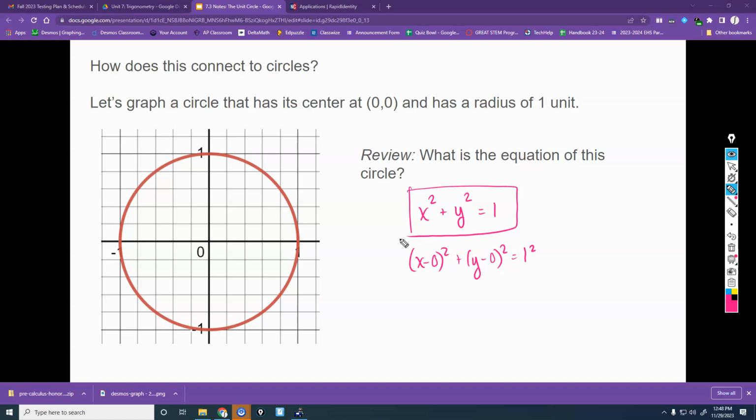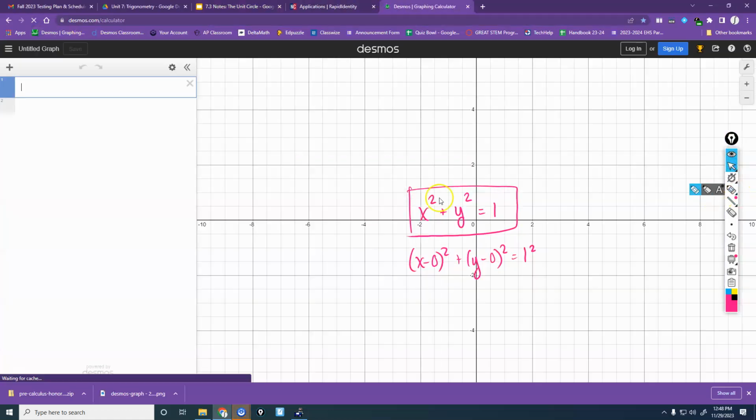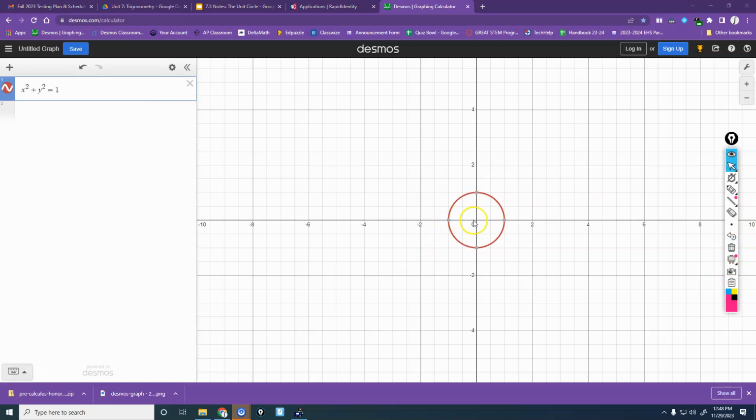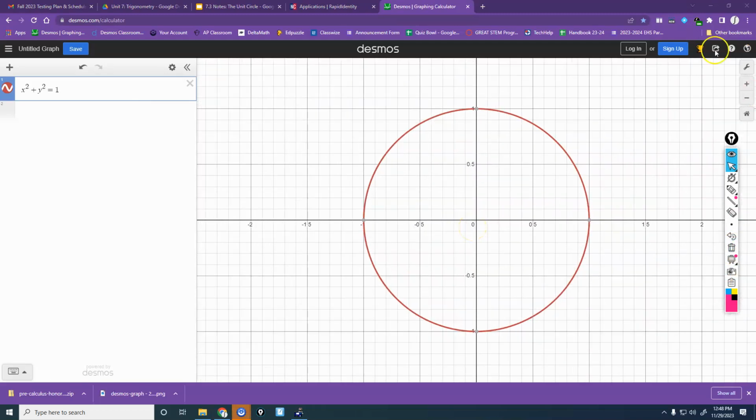Okay. The reason that I want to remind you of that is because on Desmos, you can graph the unit circle, x squared plus y squared equals 1. And it'll graph that circle for you. Here's where that's going to be useful.